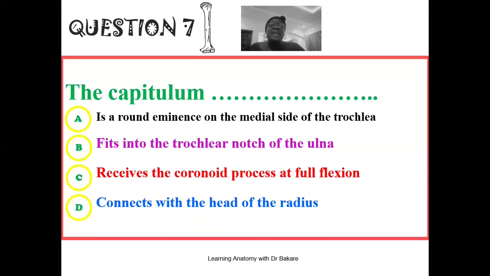The correct answer here as it relates to the capitulum is that it connects with the head of the radius. Although the capitulum is a rounded eminence, it is seen to be positioned on the lateral side of the trochlea. Hence, the first option here is incorrect. It is also not seen to fit into the trochlear notch of the ulna. The trochlea is seen to fit into the trochlear notch of the ulna. It is also not seen to receive the coronoid process at full flexion.